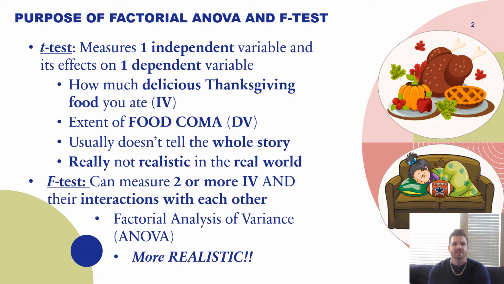But the problem with t-tests is they don't usually tell the whole story. Just looking at how much food someone ate, say either 10 ounces or 20 ounces, really isn't realistic in the real world, because there are so many more variables and factors that come into play and interact with each other. That's where the F-test comes into play, where you can measure two or more independent variables and their interactions with each other. This is called a factorial analysis of variance, or ANOVA, and it gives us a much wider range, and it's much more realistic in the natural world. So let's take a look at an example of this.